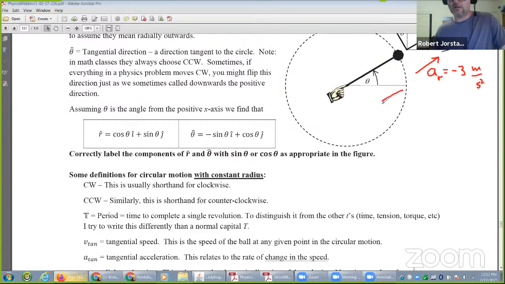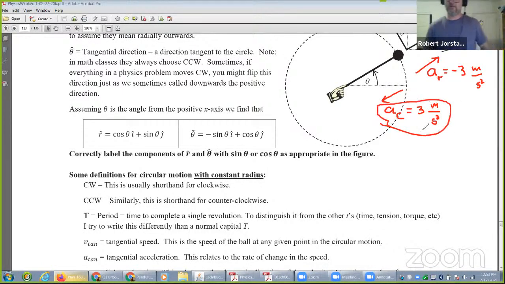Whereas in the same problem, somebody else might say A subscript C equals +3 meters per second squared. And so this is sort of one of those things like A sub Y versus G. AC is the magnitude of acceleration towards the center. Okay, so AC is the number and it's always positive. That happens to equal the speed squared divided by R.